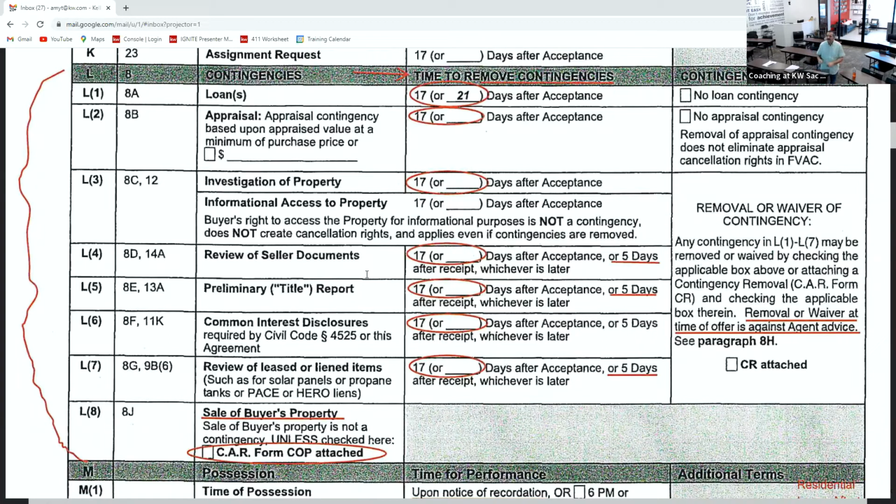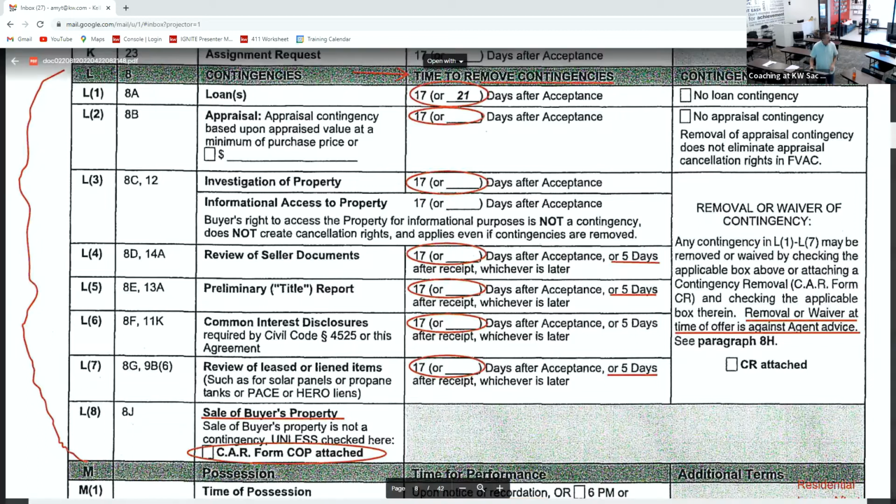Let's see here. So they have 17 days to back out based off of disclosures. Yeah, or a shorter amount.